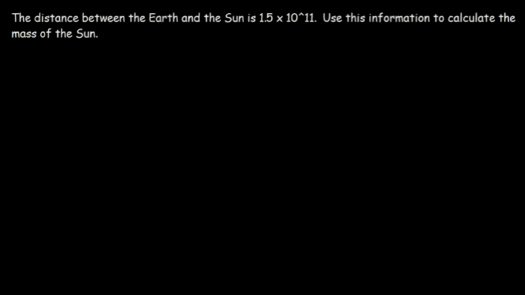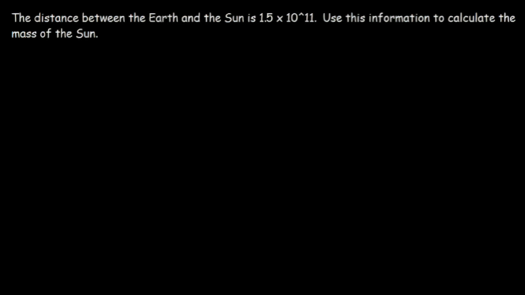The distance between the Earth and the Sun is 1.5 times 10 to the 11 meters. And I forgot to put the unit there. Use this information to calculate the mass of the Sun. So, if that's all we have, how can we find the mass of the Sun? Now we know it's about 2 times 10 to the 30 kilograms. But what equations can we use to find it?